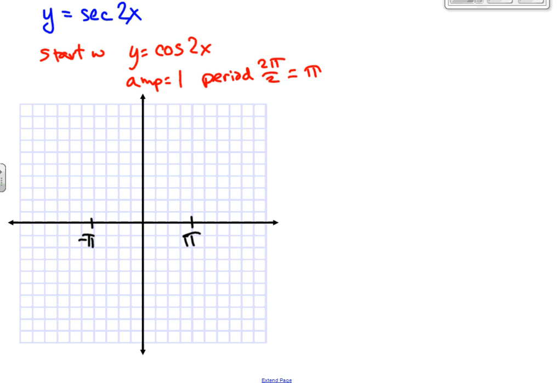And I'll put 1 and -1 on here as well. If I graph the cosine, I'll graph that in red. The cosine of 2x, so the period is at pi. It starts at its maximum and then goes to the middle, minimum, middle, maximum. So I'll just back up: middle, minimum, middle, maximum. And so here's my original that I'm going by.